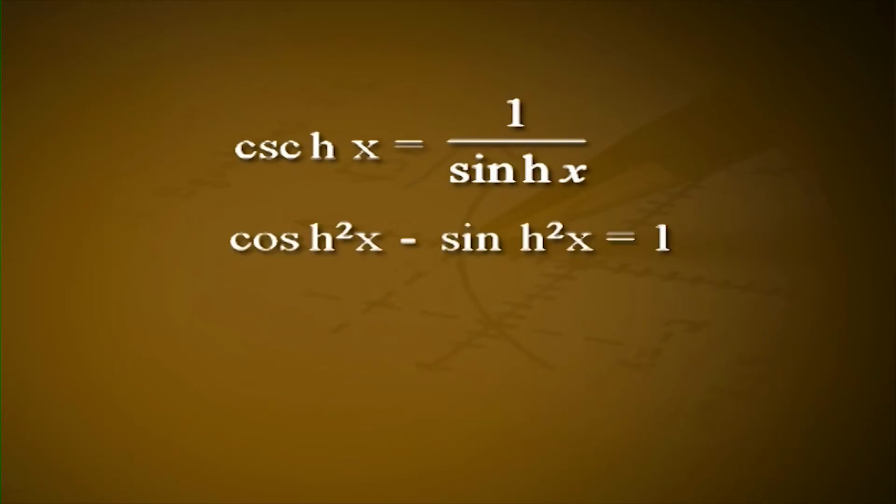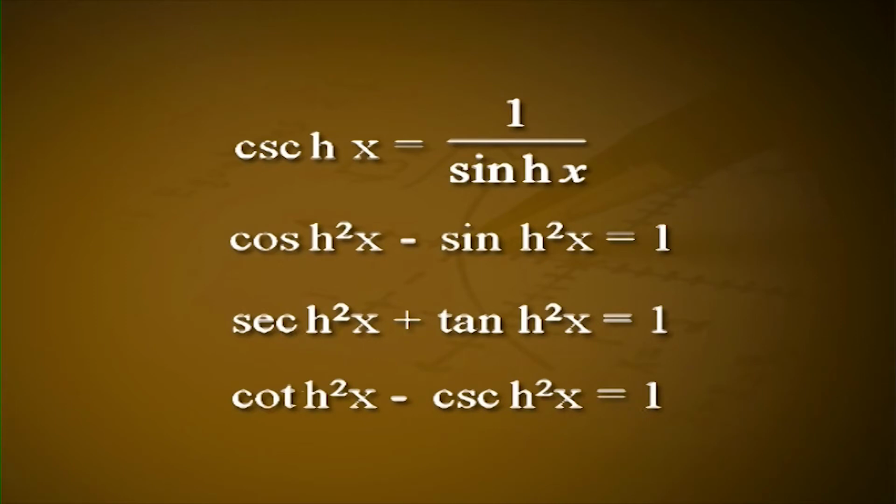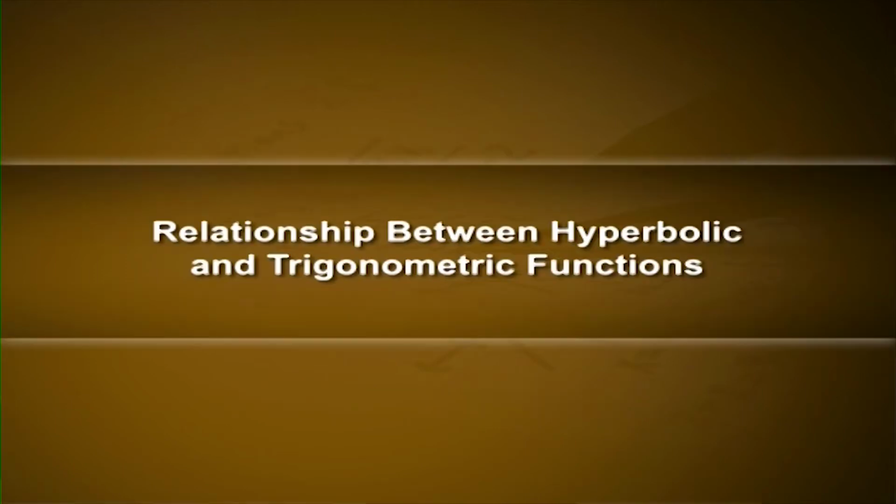cosh²x − sinh²x is equal to 1. sech²x + tanh²x is equal to 1. coth²x − cosech²x is equal to 1. Relationship between hyperbolic and trigonometric functions.